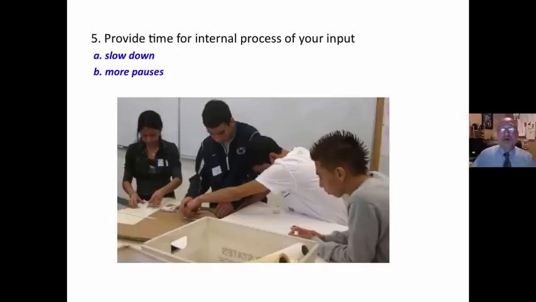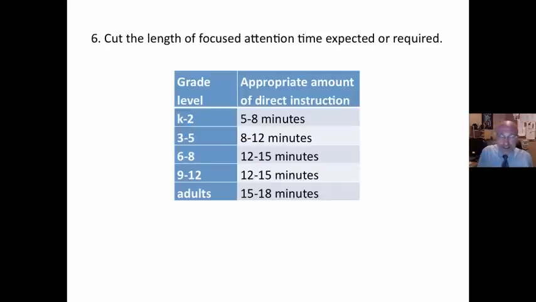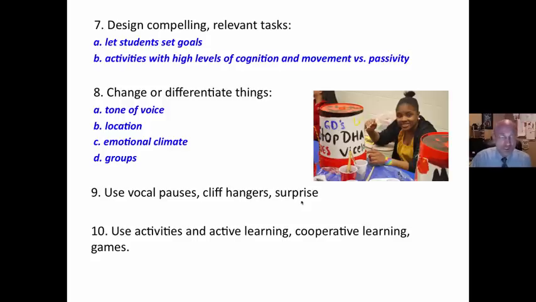Provide time for internal processing of your input. This means slow down, more pauses. We need to think more often. Cut the length of focused attention time expected or required. This is most interesting for adults. 15 to 8 minutes. Tell a little bit and then do a little bit. We have to get rid of this idea that simply dumping more content means more learning.